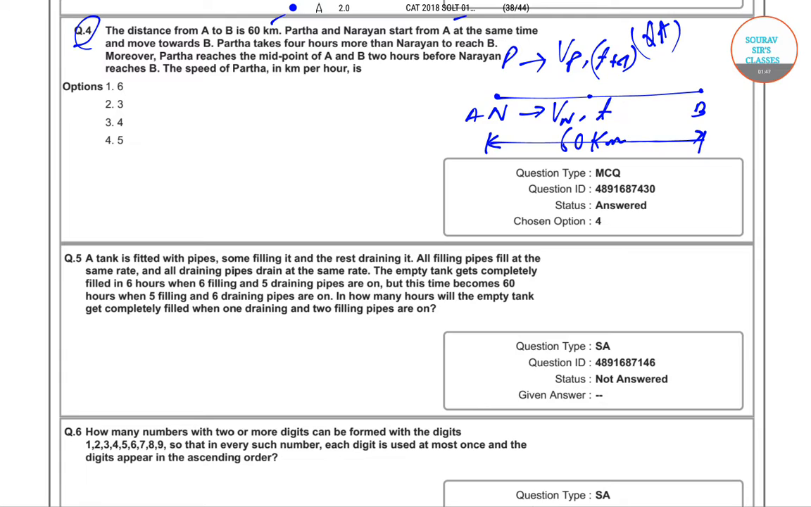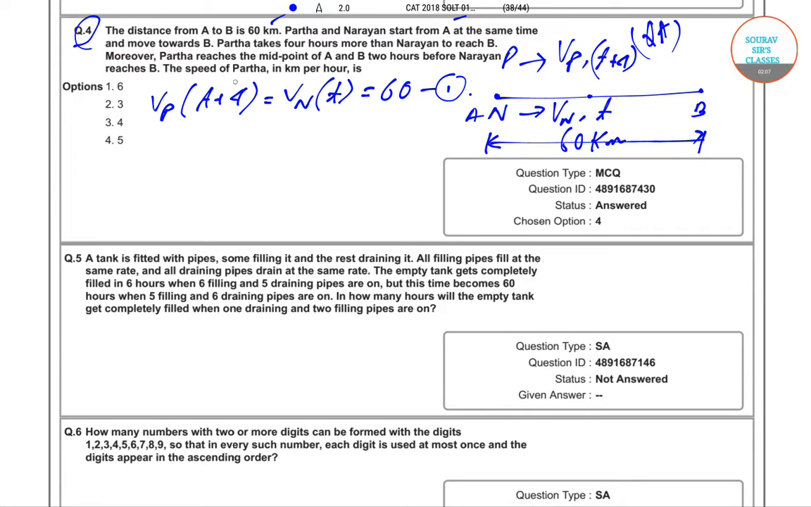Now we know that speed is equal to distance by time, so distance is equal to speed into time. So we have from this that Vp into (t plus 4) is equal to Vn into t, and both of them are equal to 60. This is the first equation.